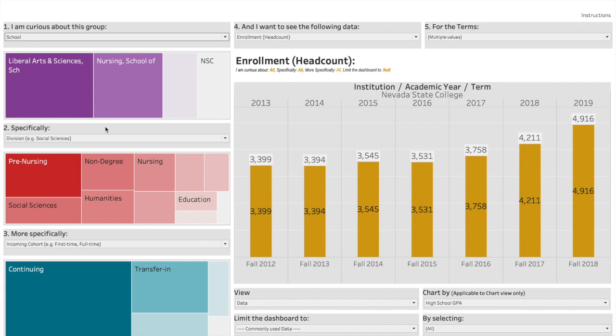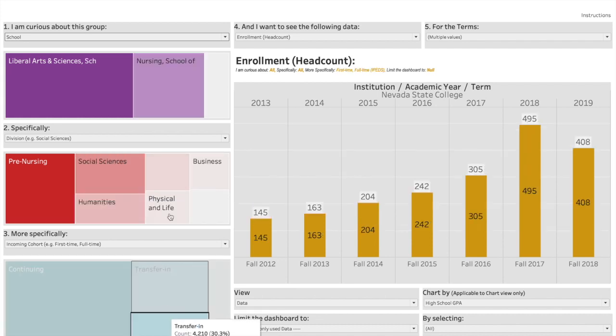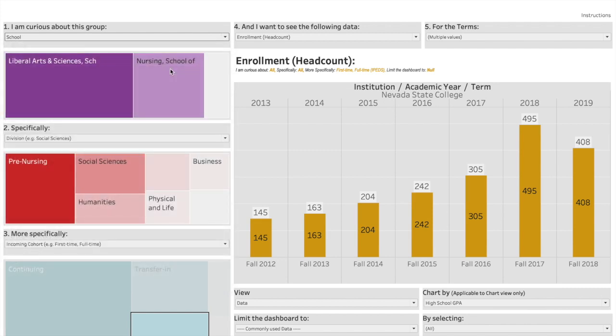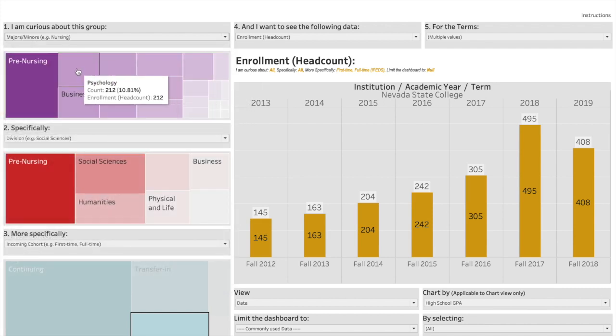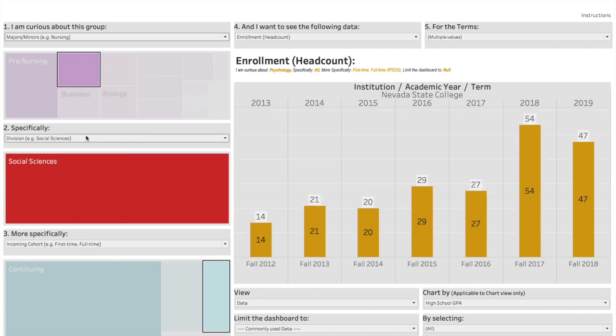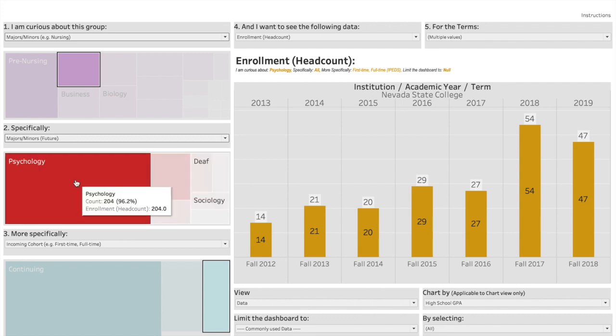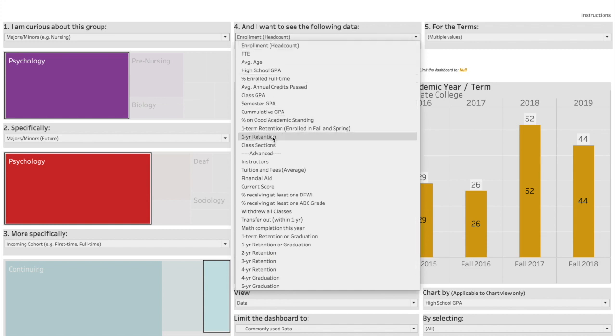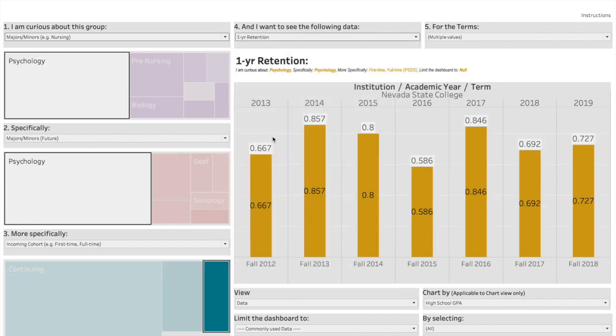We can also look at retention for first-time, full-time students from one major to another major. For example, we can look at students who start with us in, let's say, psychology, and see how many of those students are continuing with us in psychology. So now the numbers show the students who remain in psychology. This will show us 1-year retention of students who start in psychology and continue at Nevada State College in psychology.